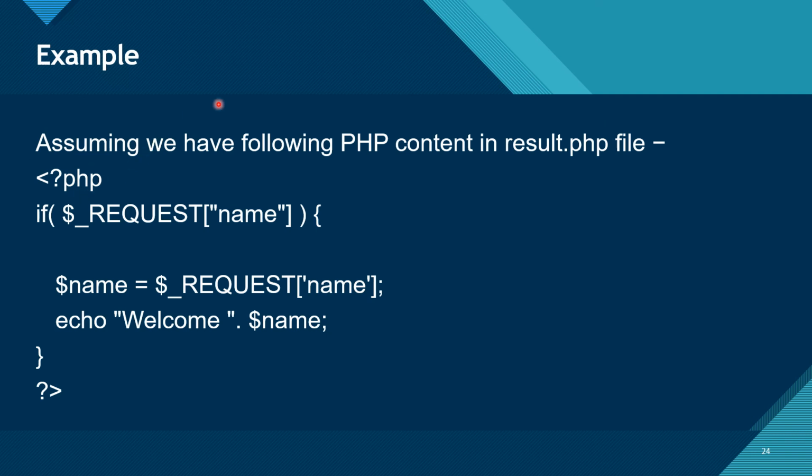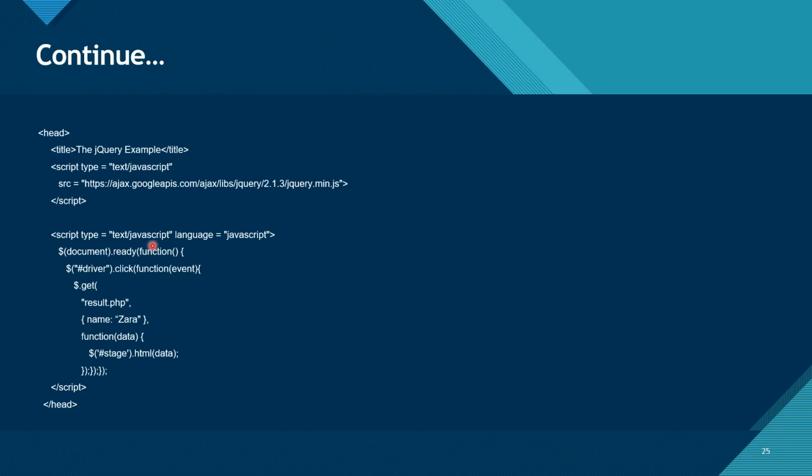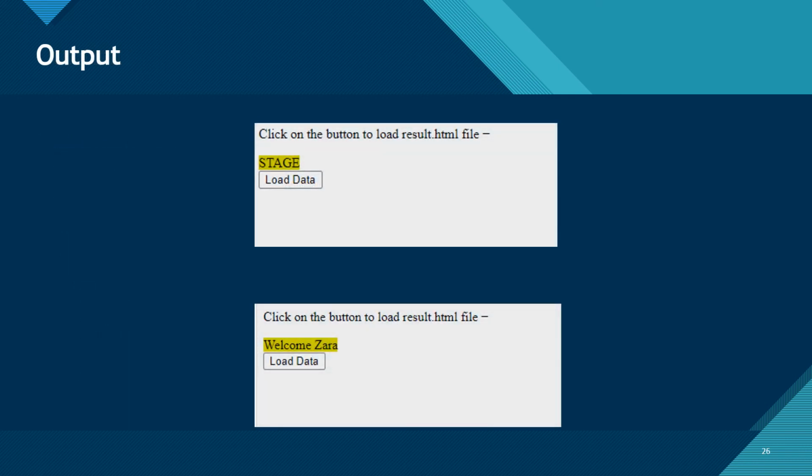So here is the example of this method. Assuming that our PHP content in the result.php file contains this script: if request is name, echo welcome and name. Here is the header and the script of this method. Let's move toward the output of this method. We can see in the output that whenever we click the load data, it will fetch data from our PHP file, which contains welcome Zara.